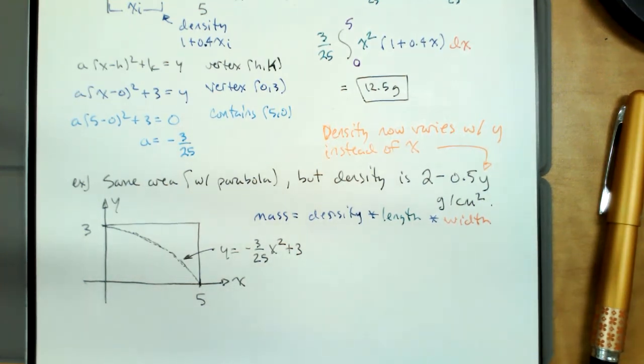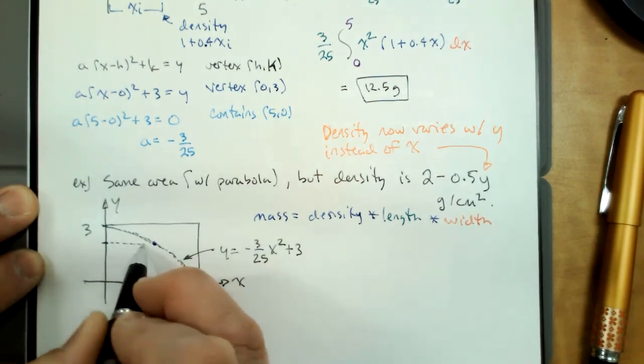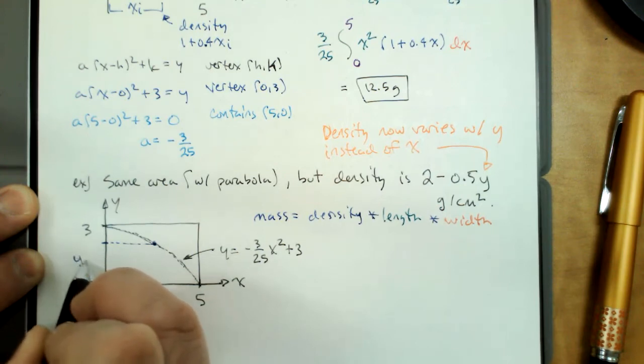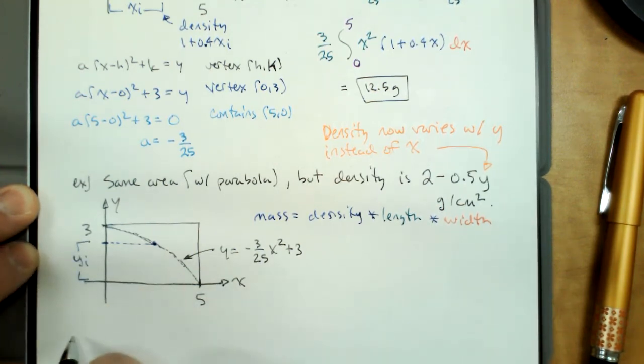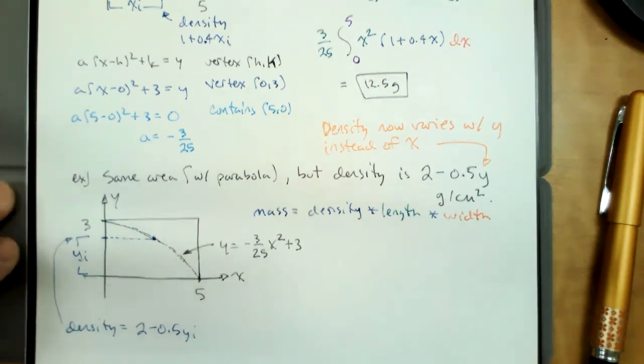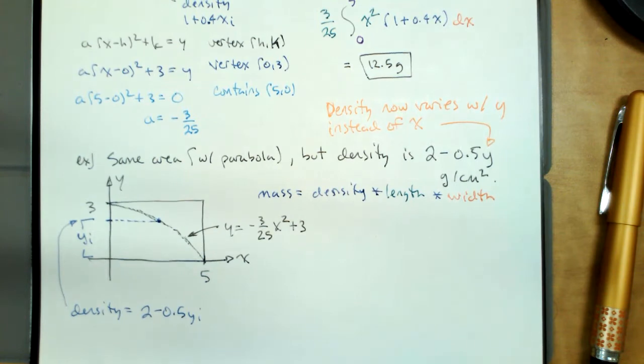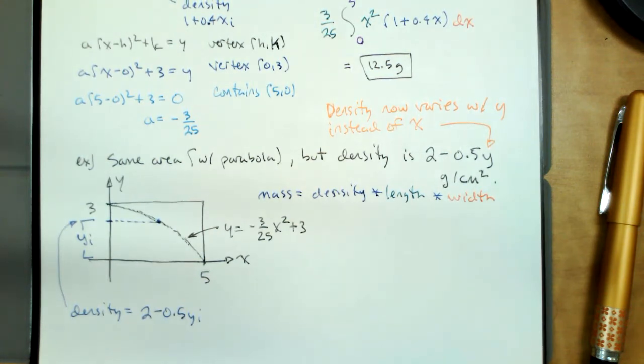But now, instead of density varying with x, density is a function of y. So I want to mark where the density is constant. The density is not constant at these x values anymore. The density is constant at y values. So here is a point where the density will be constant. So I'm going to use that density for all the area at that height.